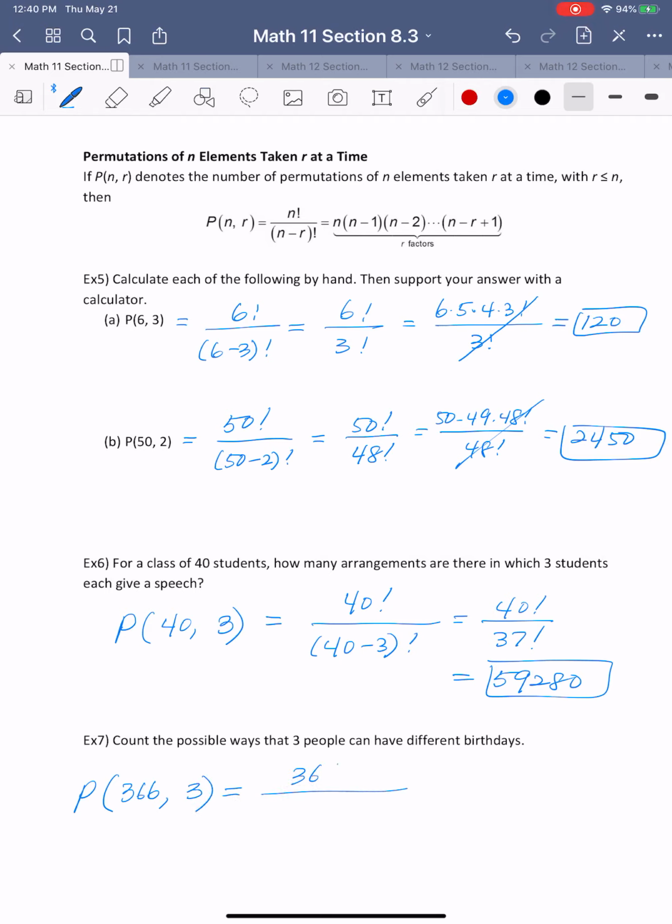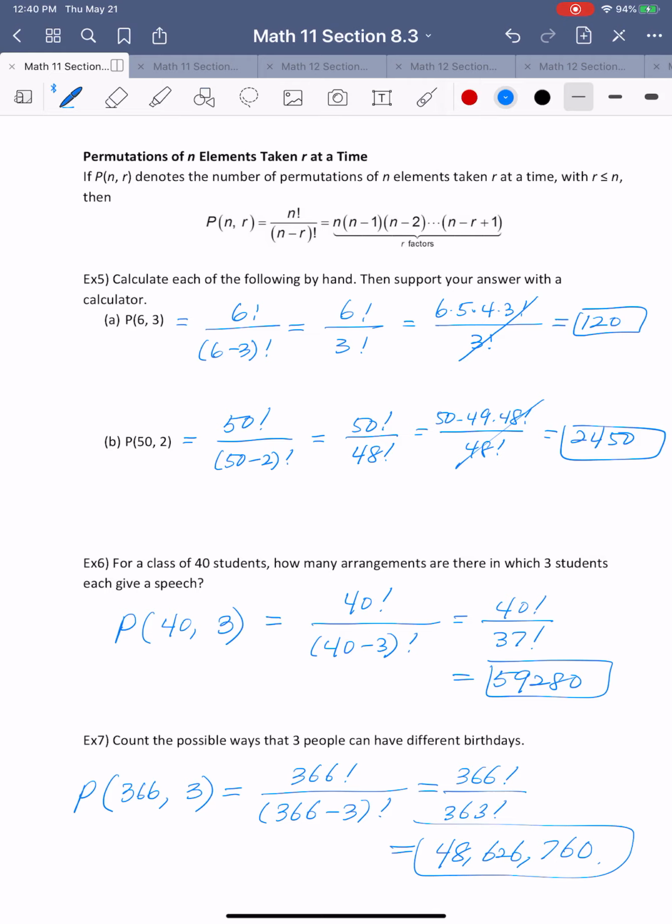So 366 factorial over 366 minus 3 factorial. You get 366 factorial over 363 factorial. And using a calculator, that'll be 48,620,760.